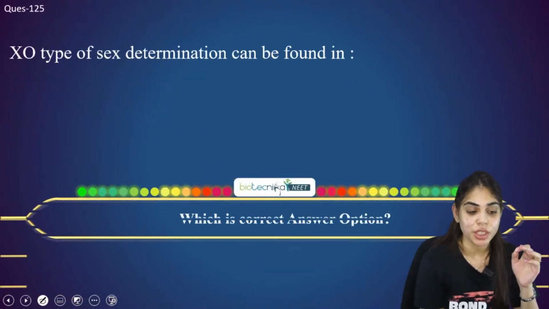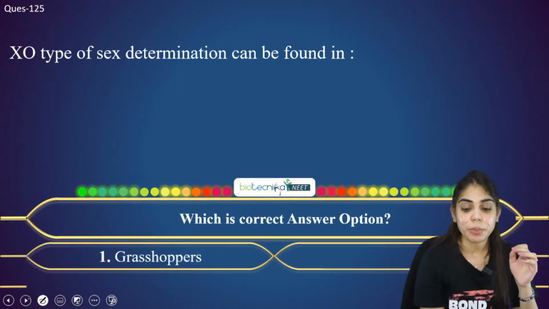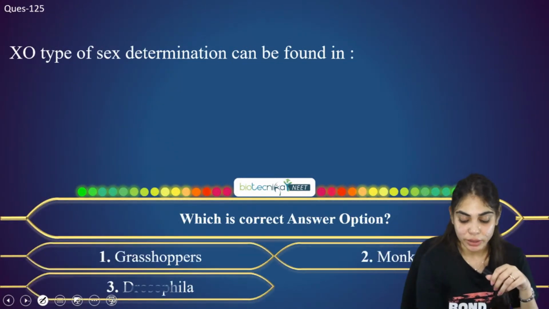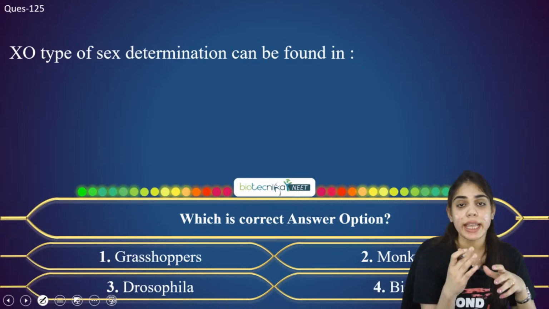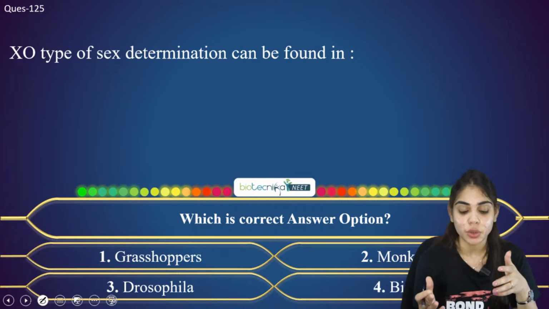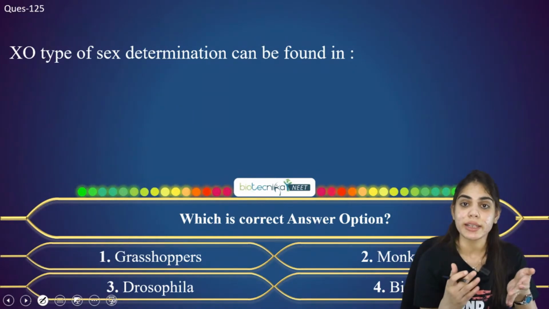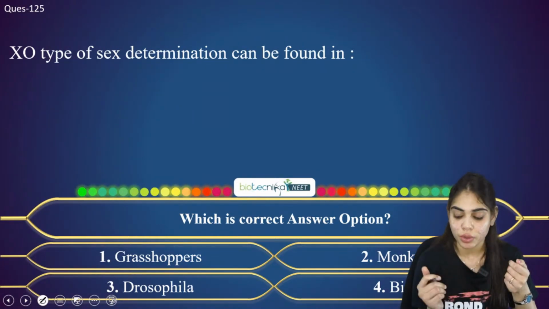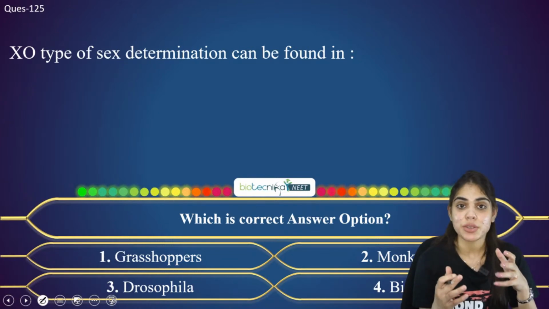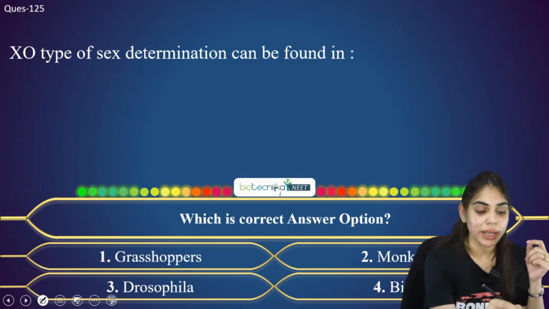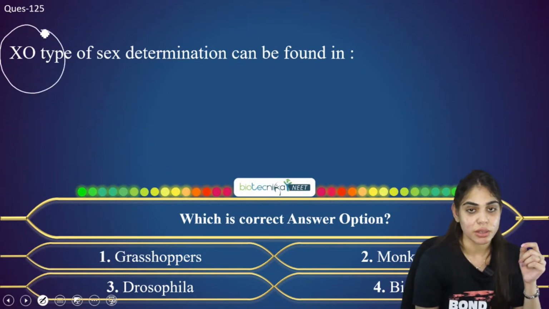Now let's move to question 1 to 5. Exotype of sex determination can be found in. Now we have different types of sex determination by chromosomes, like XX or XY, which is found in humans. In Drosophila, it is the ratio of sex chromosomes to the autosomes. In birds, ZW is found. In grasshopper, XO is found.